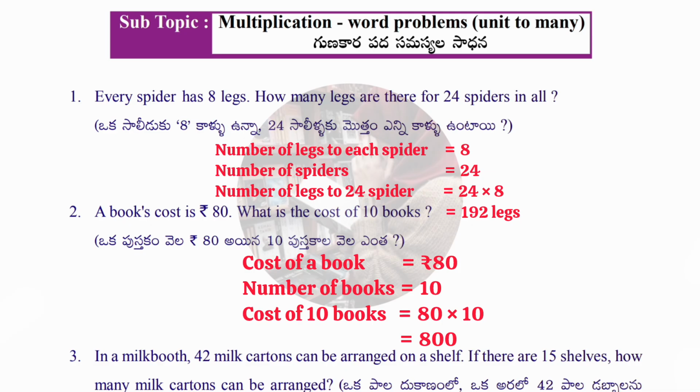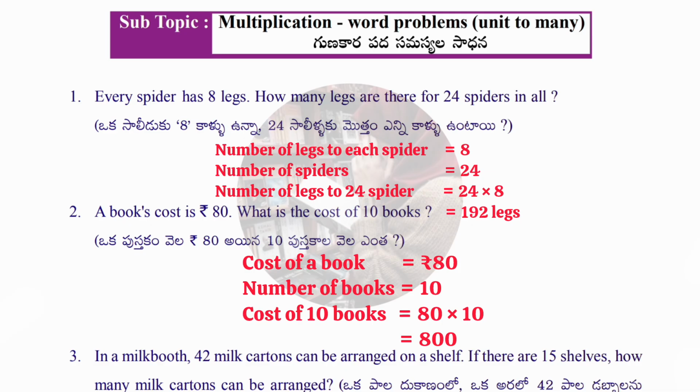So 80 multiplied by 10 means, I already told you, keep aside the zeros, multiply the numbers. Okay, 8 ones 8, then write down 2 zeros. 800. So answer is 800. So total cost of 10 books is rupees 800.